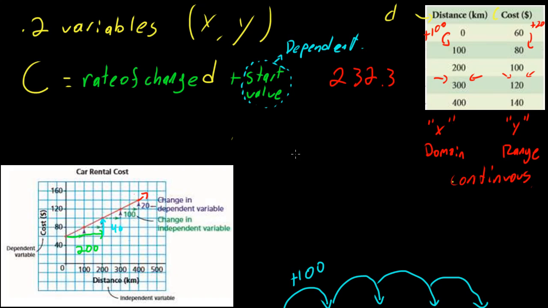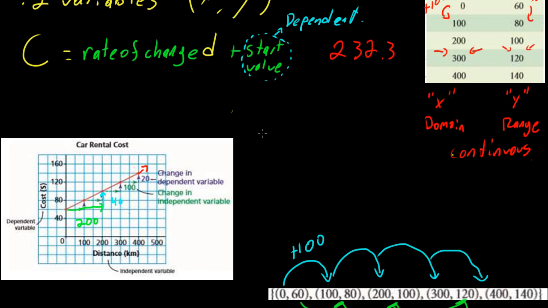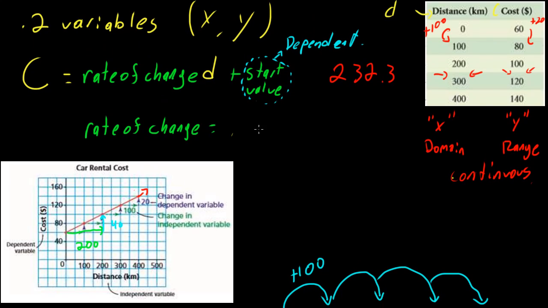So let's take a look at what the rate of change for this is. Let's calculate it just off to the side here. Our rate of change is the ratio between how our dependent variable changes and how our independent variable changes. We've said that our dependent variable changes by plus 20 every time, and our independent variable changes by plus 100 every time. That's 20 divided by 100. That's 0.2.